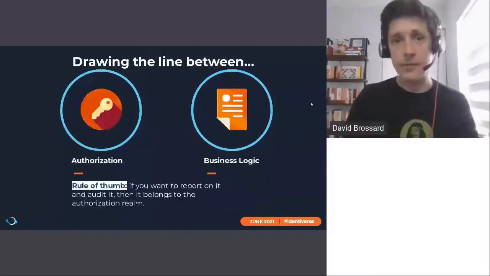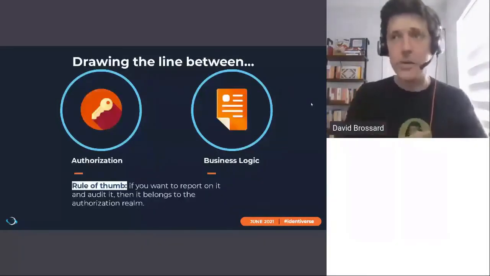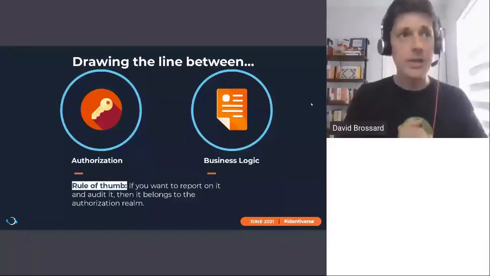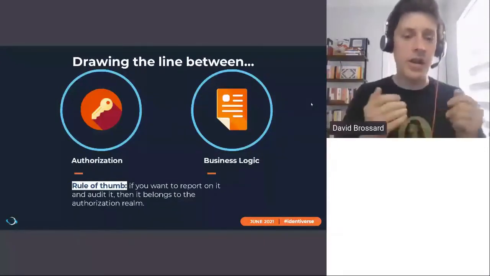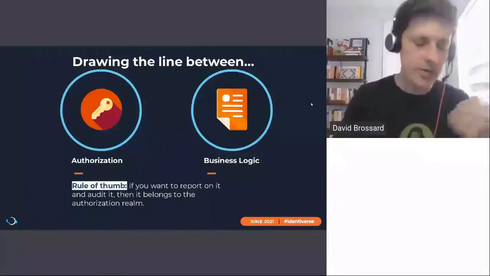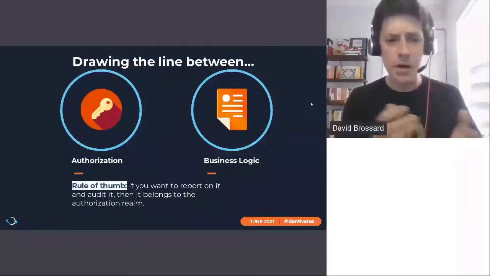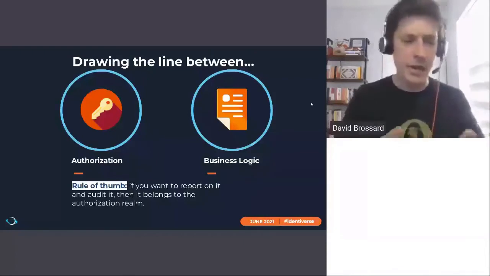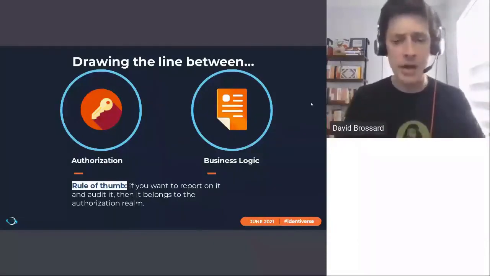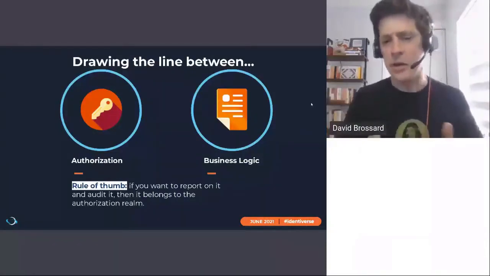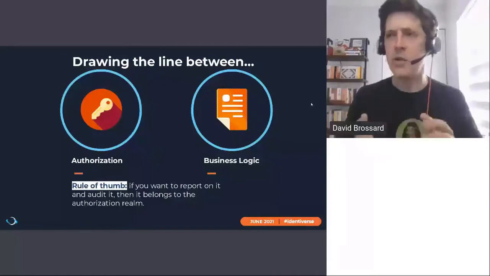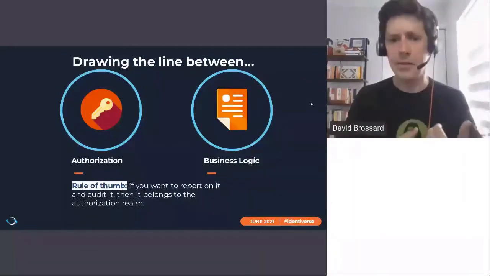One last item I want to bring up is drawing the line between authorization and business logic. Oftentimes, my customers in my previous life would ask me, well, this authorization thing, like letting a parent get access to a child's bank account, that's something I could just write in my own app. Why do you want me to express it as authorization decoupled from the app?